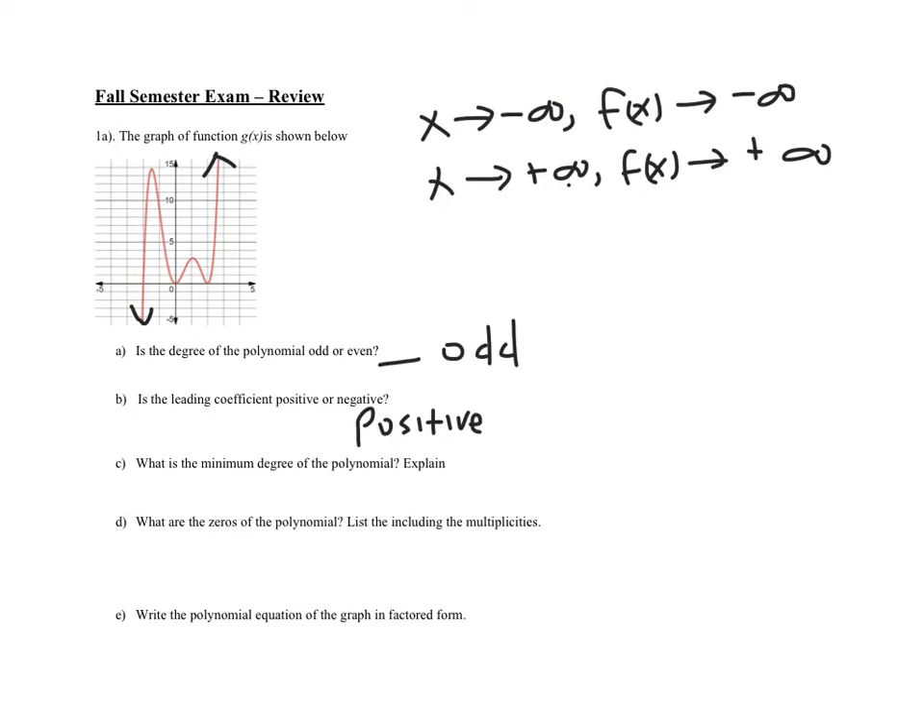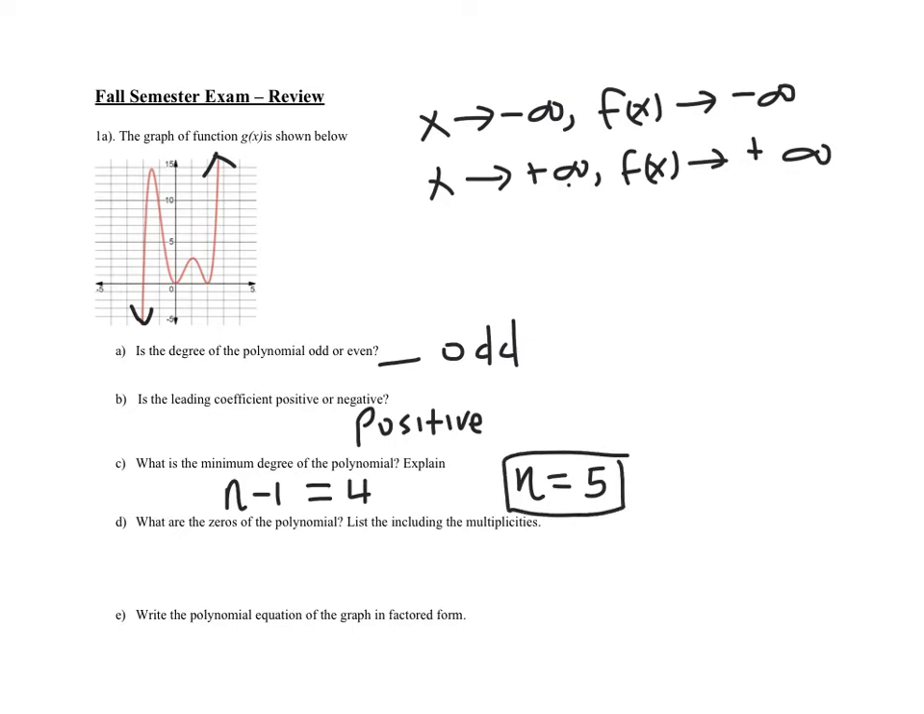And the minimum degree of the polynomial, we look at the turning points. So how many turning points? We have 1, 2, 3, 4. So we have 4 turning points. Remember, the maximum possible number of turning points is n minus 1, and n minus 1 here is equal to 4. So the minimum degree is going to be 5. So that's the minimum degree possible.